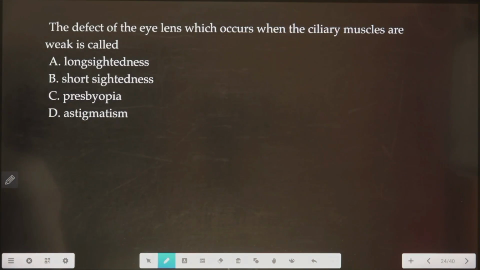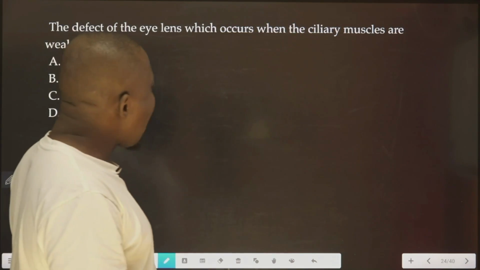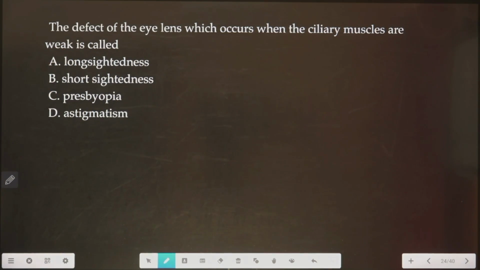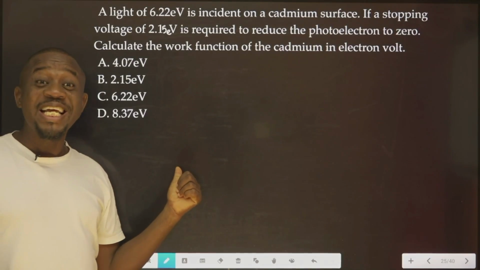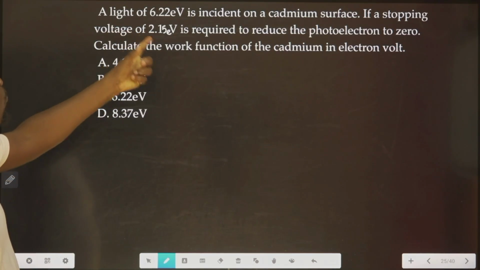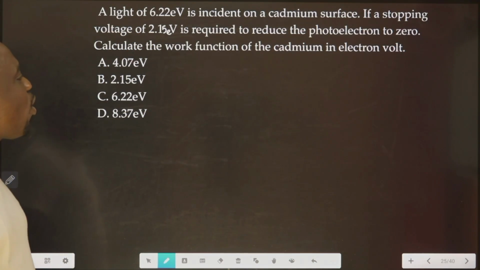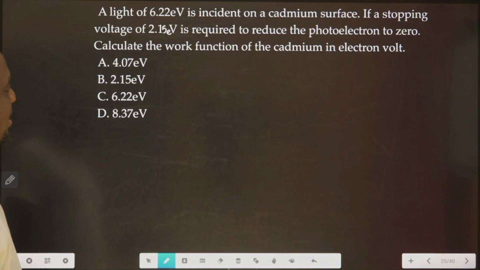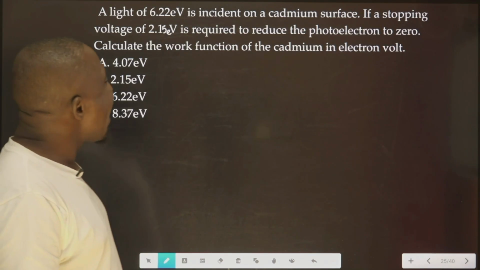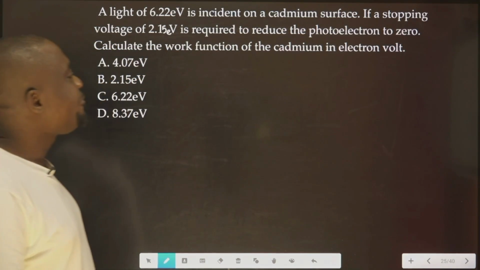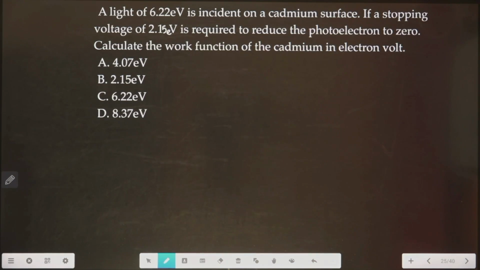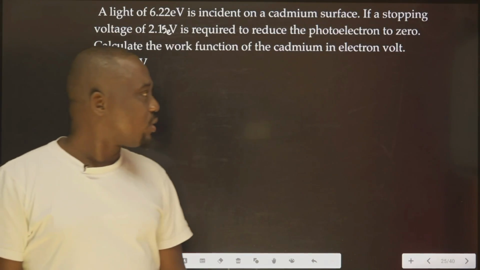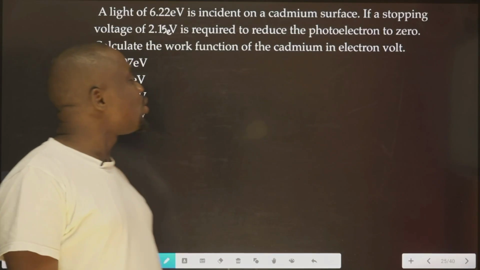Let's look at this. It says the effect of the eye lens, which occurs when the ciliary muscles are weak, is called what? It's called presbyopia. Let's look at this. It says, a light of 6.22 eV is incident on a cadmium surface. If a stopping voltage of 2.15 eV is required to reduce the photoelectron to zero, calculate the work function of the cadmium in electron volts.